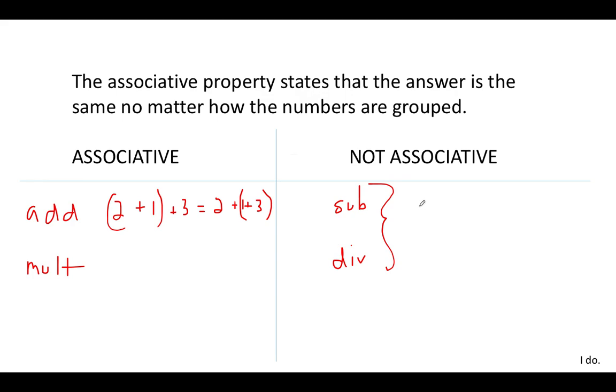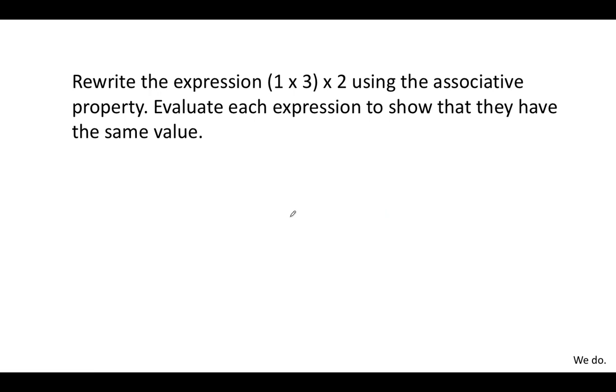And it makes sense that these would not be associative because they're not commutative. So like if we're saying that you can't do 3 minus 1 and 1 minus 3, it makes sense that you can't just switch parentheses either, right? So it makes sense, but let's just evaluate it.